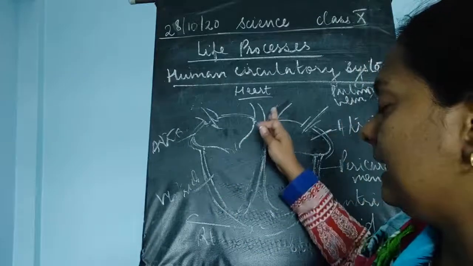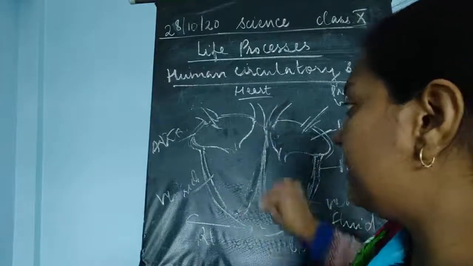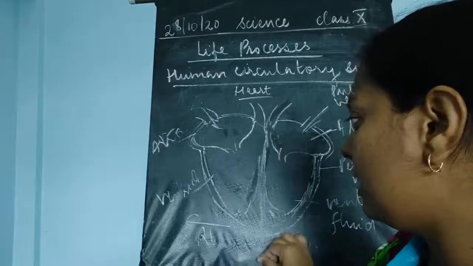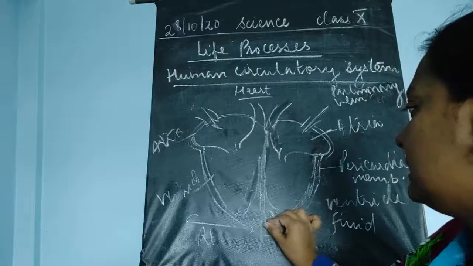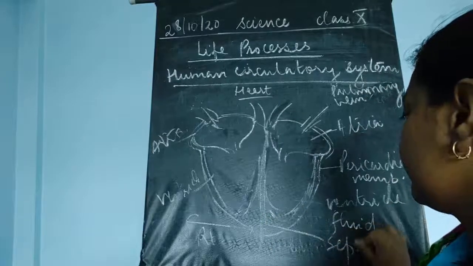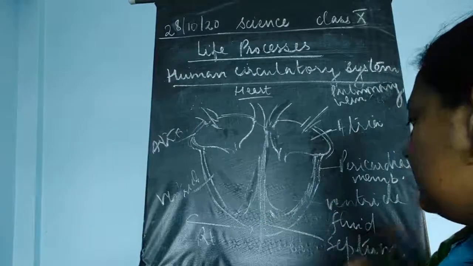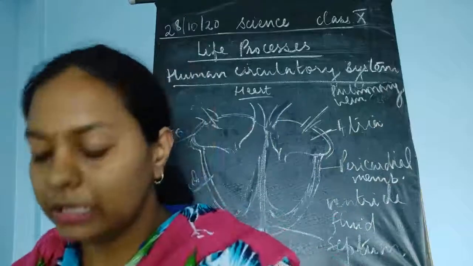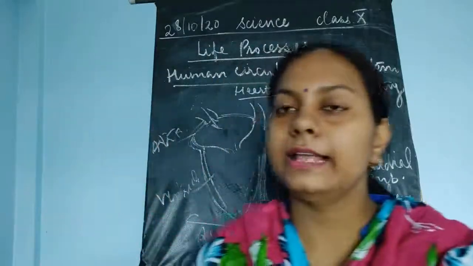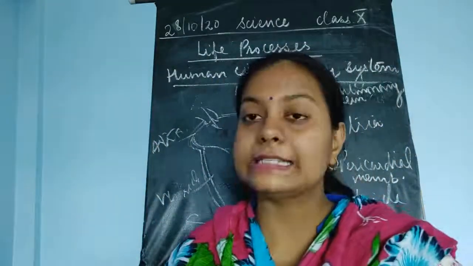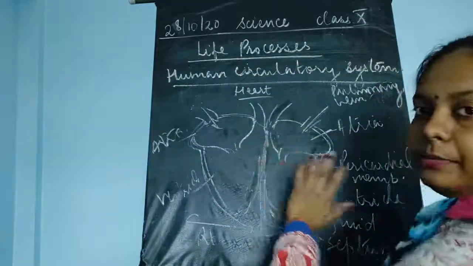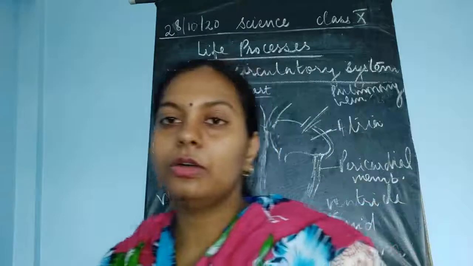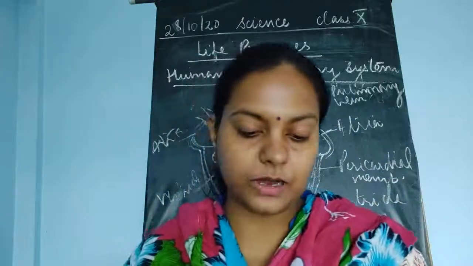Both of them, left side and right side, are separated by a muscular wall called the septum. This wall is known as the septum, because it is going to separate the left and the right part of the heart. So this is what is about the structure of the heart.